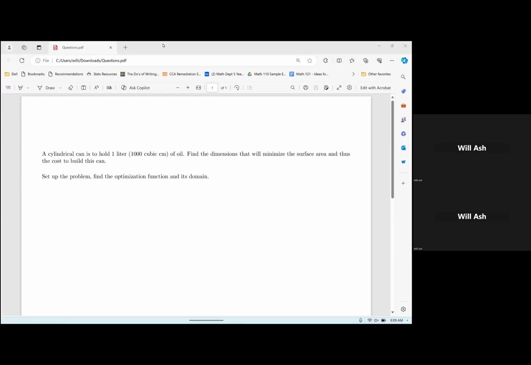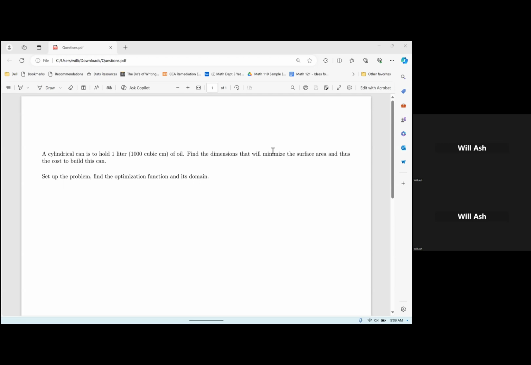Okay, so we have a cylindrical can that's supposed to hold 1 liter or 1,000 cubic centimeters of oil. We want to find the dimensions that will minimize the surface area and therefore the cost to make the can. And in this video, we're going to set up the problem. We're going to find the optimization function and the domain of this.